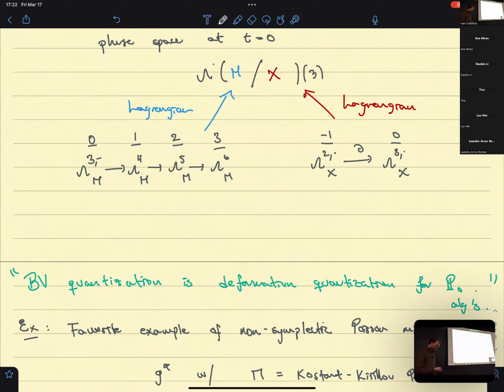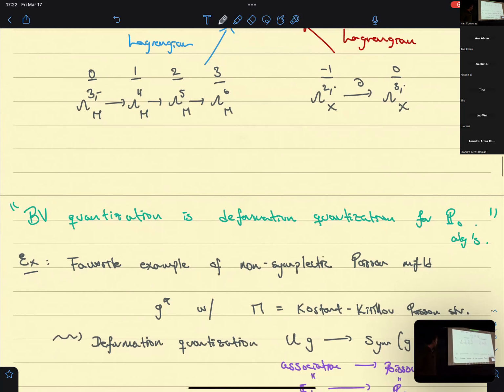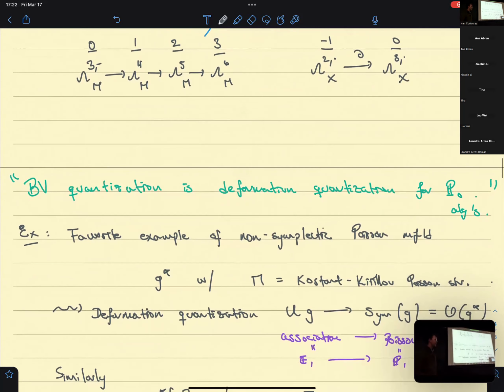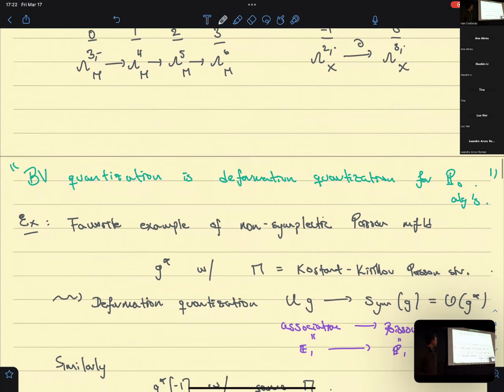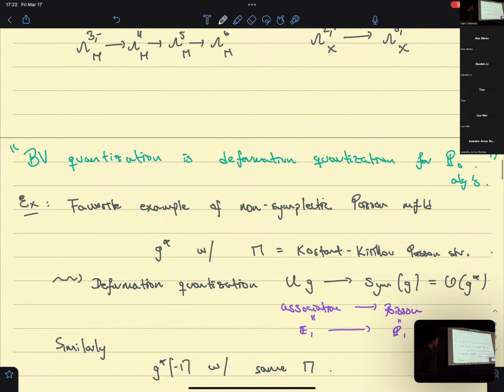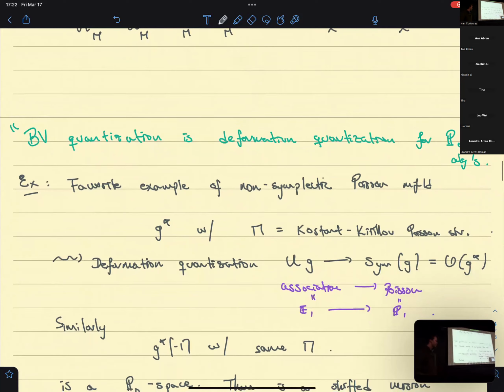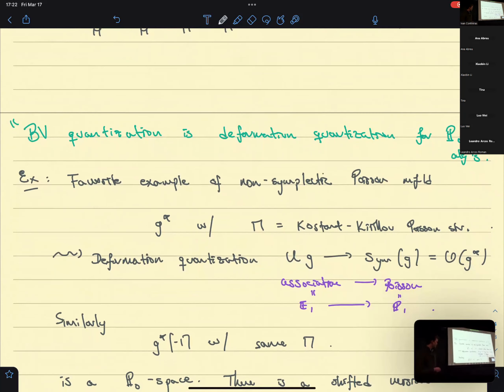And the slogan I want to maybe justify briefly is that Batalin-Vilkovisky quantization is like deformation quantization for P0 algebras. So the P0 algebras here are the algebras of functions on a P0 space. Yeah, so let me give an example. My favorite example of a non-symplectic Poisson manifold is g dual with its Kostant-Kirillov Poisson structure. And deformation quantization is the thing that produces the enveloping algebra.